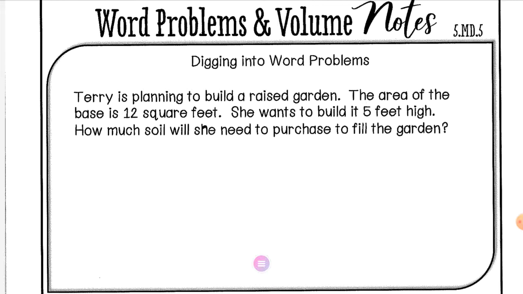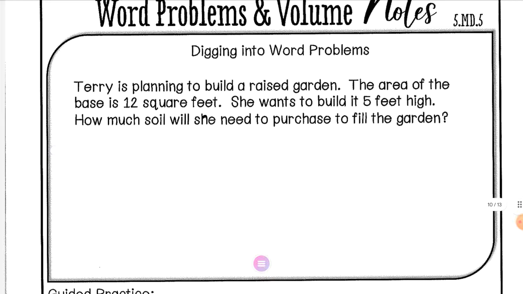On the notes, digging into word problems. Play on words there because we're talking about raising a garden. Terry is planning to build a raised garden. This is like a planter box, okay? A raised garden. We've already discussed what a planter box is. The area of the base is 12 square feet. She wants to build it 5 feet high. How much soil will she need to purchase to fill the garden? How do I know that this is volume of a rectangular prism besides the fact that that's all we're doing?